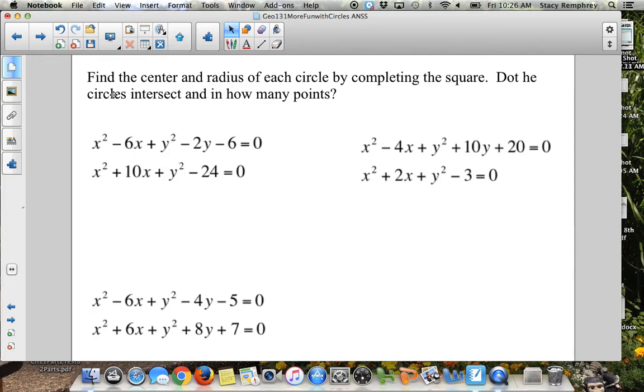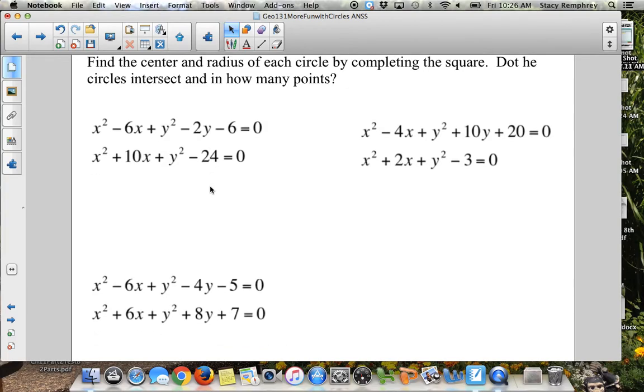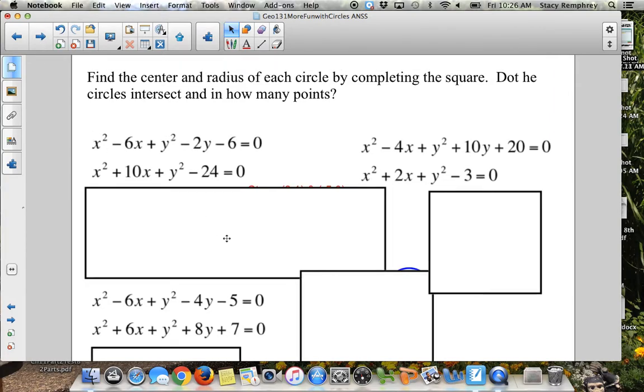I think it's very clear that after what we just did, you could find the center and the radius of this circle and this circle. So if you knew the centers and you knew the radii of each circle, how do you think you could use that to determine how many points they intersected? Have some work shown here.